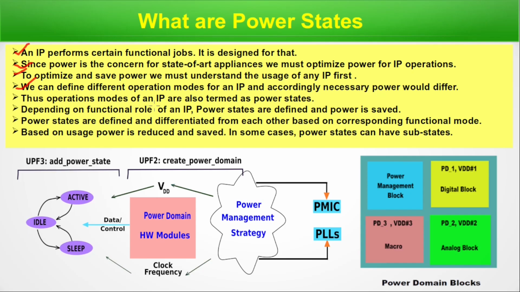Thus, the operation modes of an IP are also termed as power states since power is related to operation. What kind of operation the IP is doing and how much power it requires, depending on that we can define its operational modes. That is also termed as power states, the power state at which it is now working. Depending on the functional role of an IP, power states are defined and power is saved. Power states are defined and differentiated from each other based on the corresponding functional mode. Based on usage, power is reduced and saved.